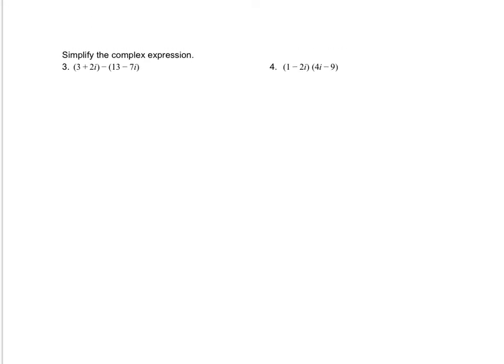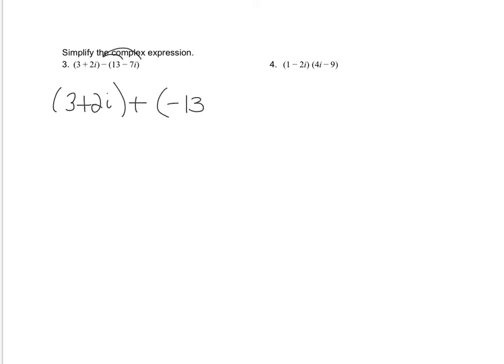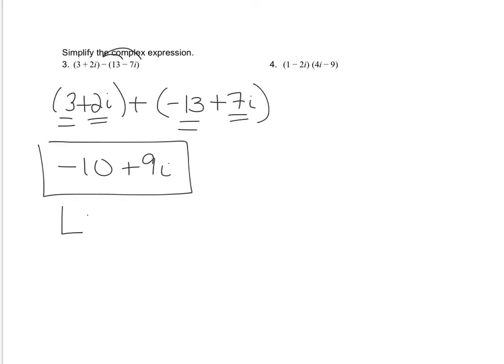Okay, so we have a couple operations on complex numbers. Now complex number operations really work just like polynomials, if you recall. So subtraction of polynomials, we turn to addition by distributing the negative. So if I distribute the negative 1, this becomes negative 13 and plus 7i. Now I can combine like terms, so 3 and negative 13 is negative 10. 2i and 7i is 9i. So very important, the key thing here is it's just like terms.